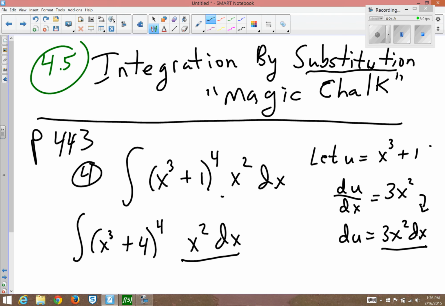So you get a magic wand or a magic piece of chalk. You wave it over this 3 times. You say, I wish there was a 3. I wish there was a 3. I wish there was a 3. Abracadabra. There it is. I wish there was a 3 here because I wanted this to say the same thing this says.